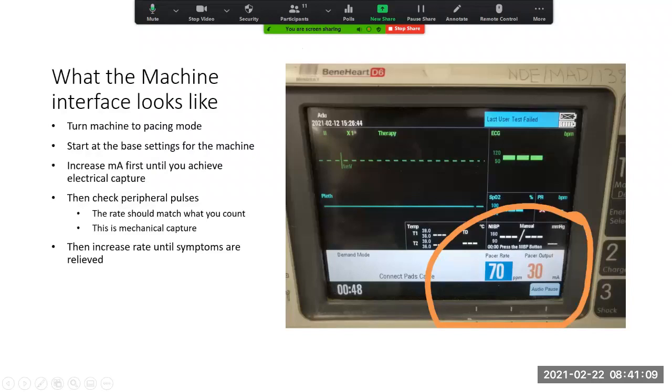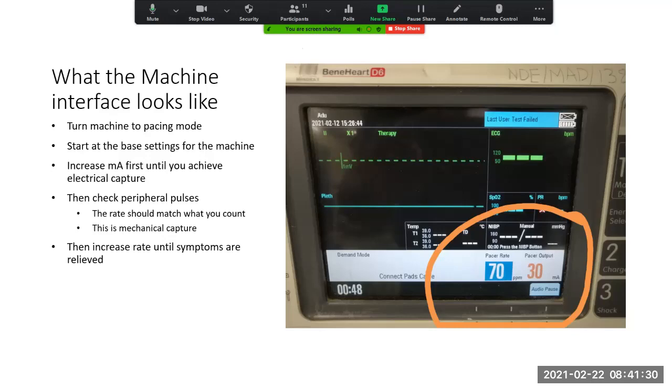And most machines are already set up. They already tell you, you're going to have this many milliamps and you're going to have it at that rate. Okay, so that's normally where most people start. Now, the first thing you have to increase is actually the milliamps. The reason being that you actually have to capture the heart. That's the whole point of pacing. You are trying to take over from the heart's own electrical activity.